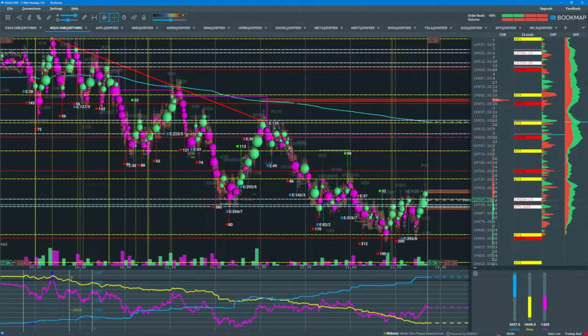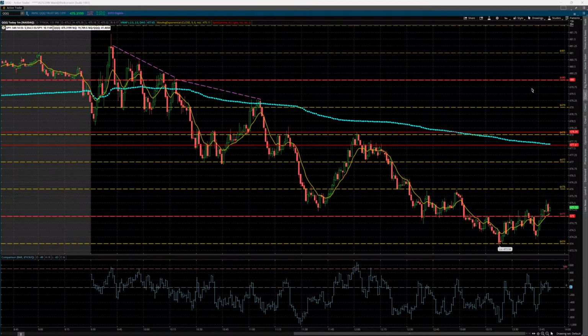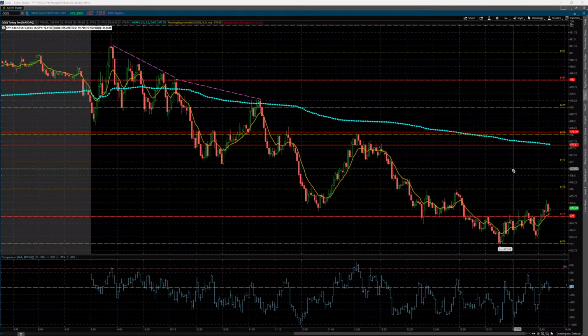So this is the NQ futures and Bookmap. Let's take a quick look at the underlying index charts. I'm going to go to QQQ first. QQQ 480 is the absolute gamma strike. Price broke below that level, right around 10:15. Made it down to the 475 level. We'll take a look and see what that level is in just a minute.